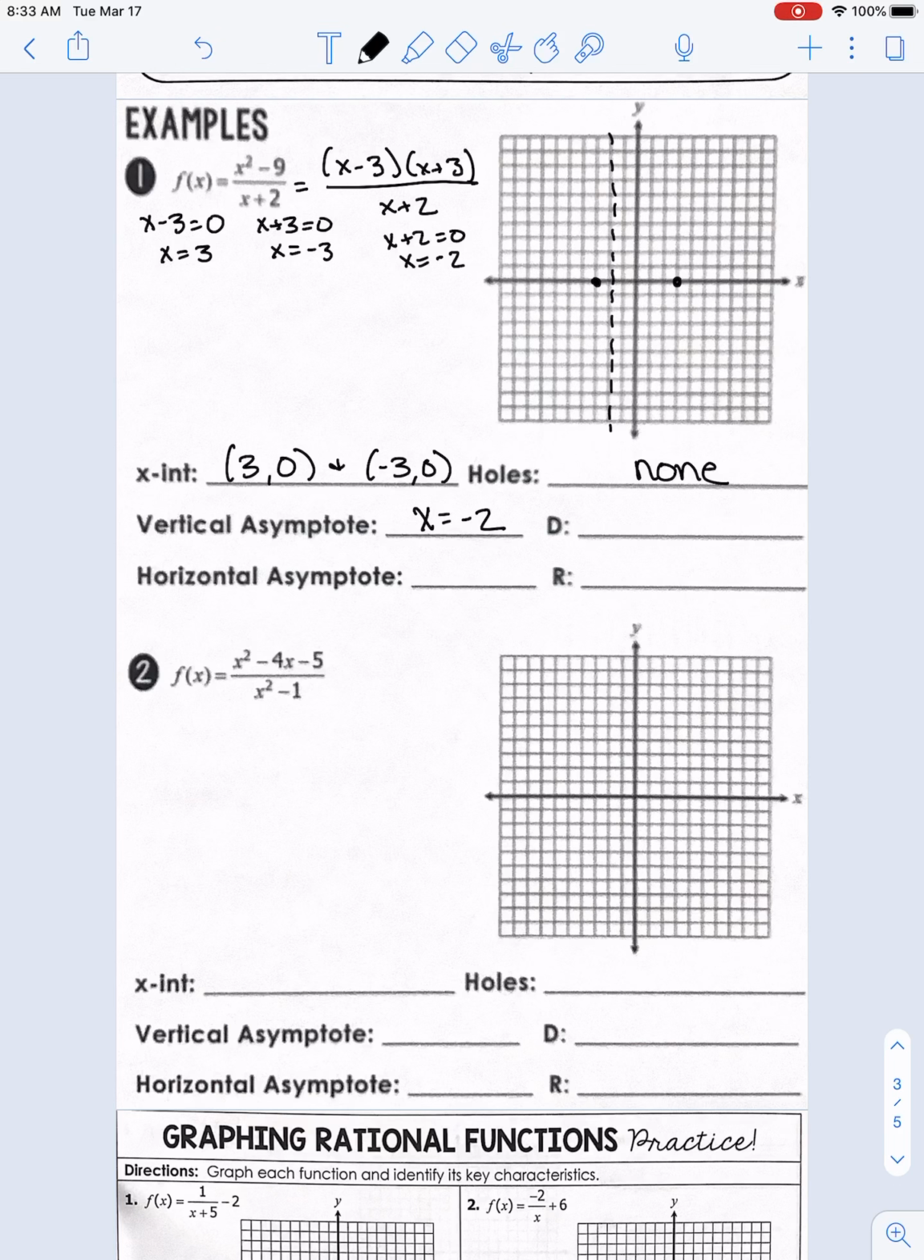Okay, so the next step is horizontal asymptotes. That's by analyzing the degree of the top versus the degree of the bottom. So if I'm analyzing my horizontal asymptote, I have an x squared over an x. The degree on the top is definitely greater than the degree of the bottom. So if that happens, then I have no horizontal asymptote.